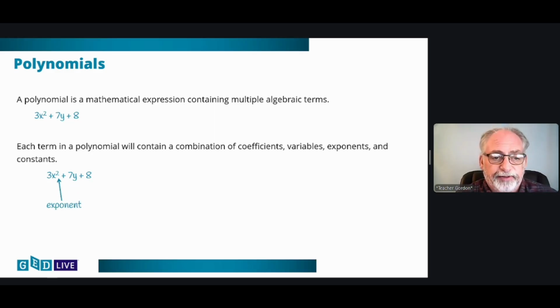Then we have an exponent here. Some of you might know this as a power. And in this case, we're saying x squared, which means x times itself once, x times x. And then we have our constant. The constant is just whatever number is added or subtracted at the end of the expression. In other words, that has a constant value. It doesn't change. It's just 8. So you want to understand these different vocabulary words, what they mean.